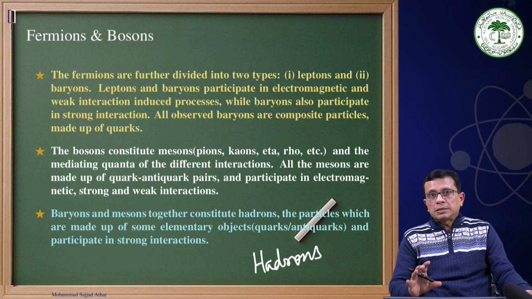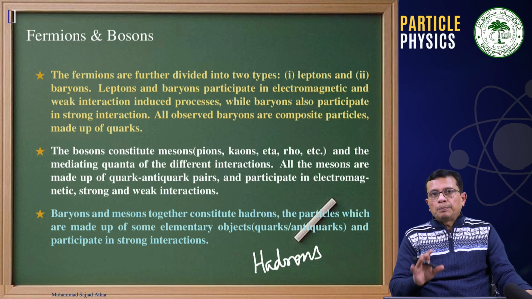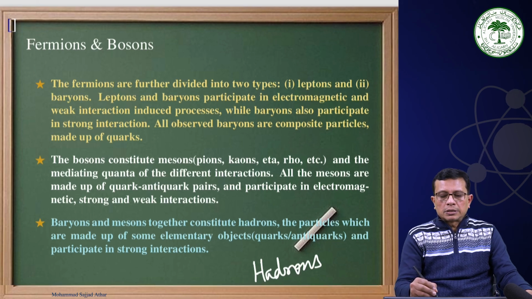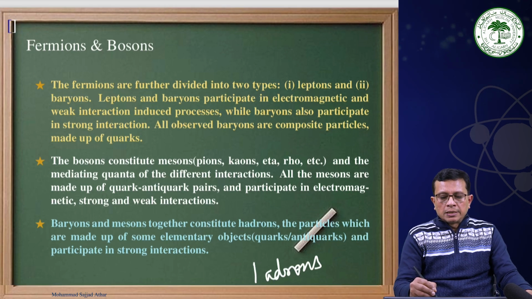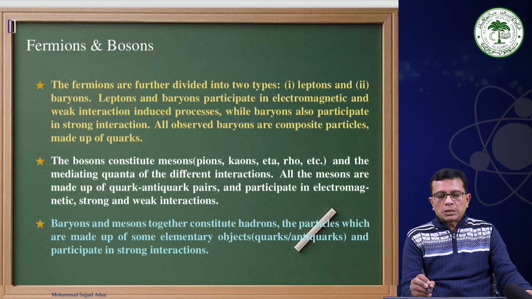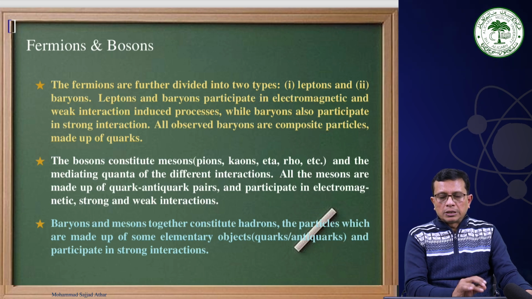Though baryons have spins different from the spins of the mesons, baryons obey the Pauli principle while mesons do not obey the Pauli principle. But both of them participate in strong interaction. Both of them are not elementary objects; both are made up of some elementary objects. Baryons are made up of three quarks and mesons are made up of a quark-antiquark pair. Together they are known as hadrons. Therefore, the important point is that hadrons are baryons plus mesons, while we have a separate category for the leptons.